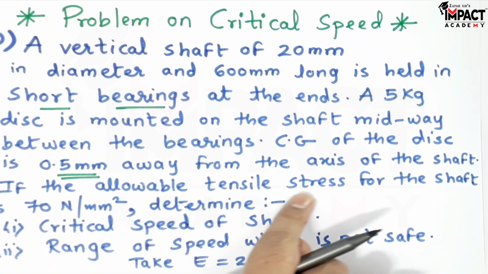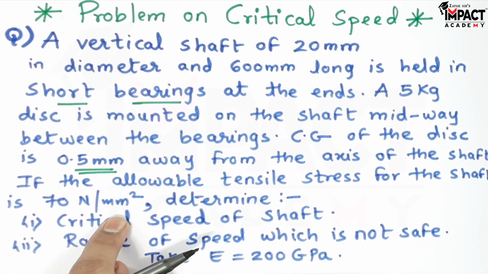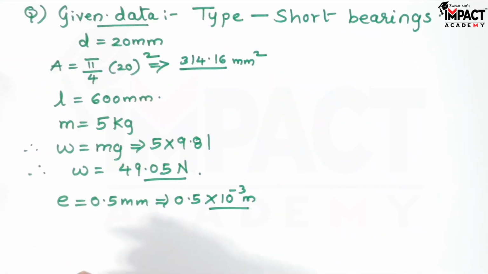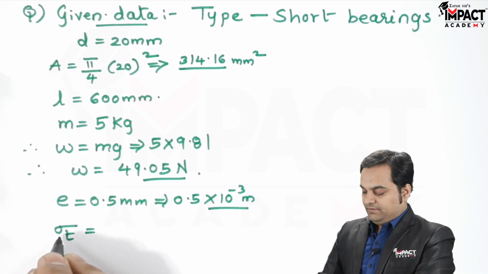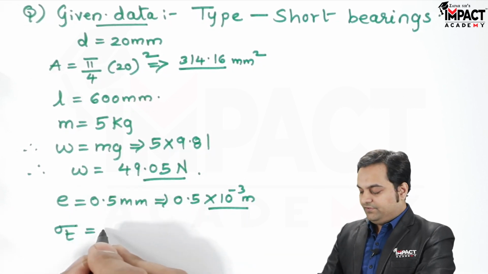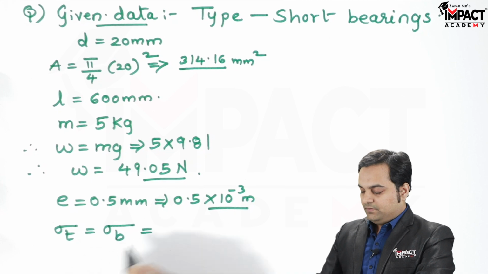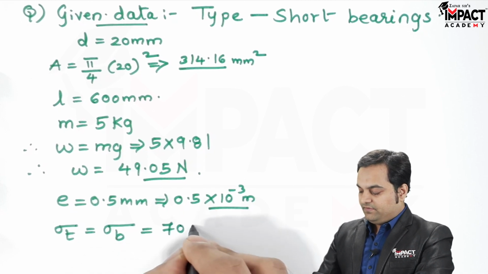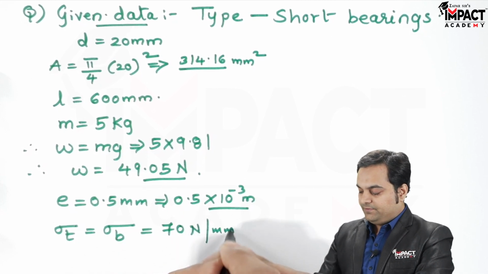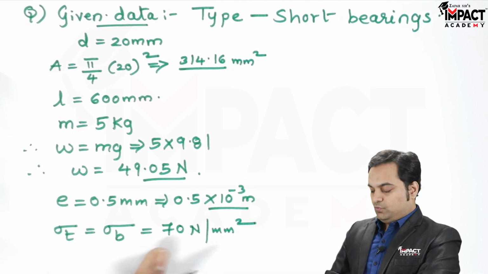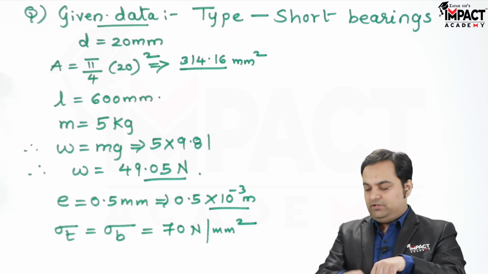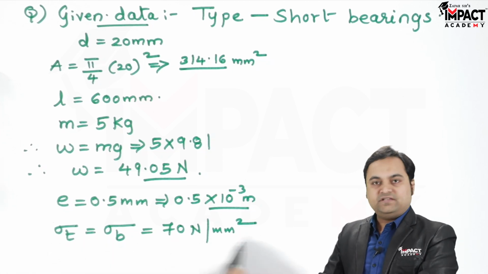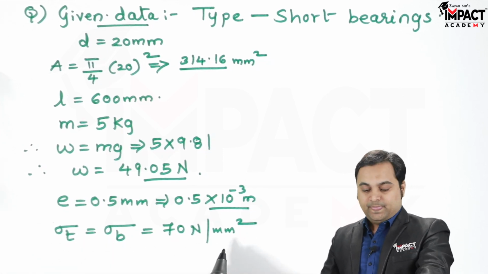Next, if the allowable tensile stress for the shaft is 70 Newton per mm square, so the allowable tensile stress, this tensile stress can also be considered as the bending stress, 70 Newton per mm square, because when any object is bending, in that there is tension as well. So the tensile stress is taken as sigma b, which is the bending stress.